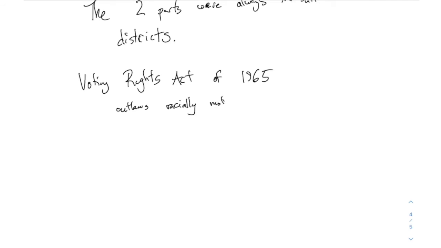racially based vote denial. It is illegal based on race. You can't deny someone their right to vote. Or, and this is the important part, vote dilution. You can't pass laws or create systems which dilute people's votes based on their race.